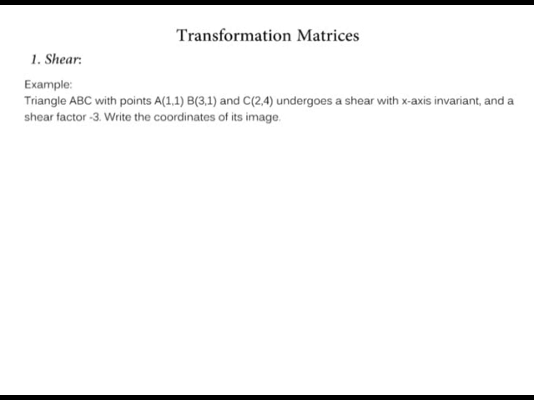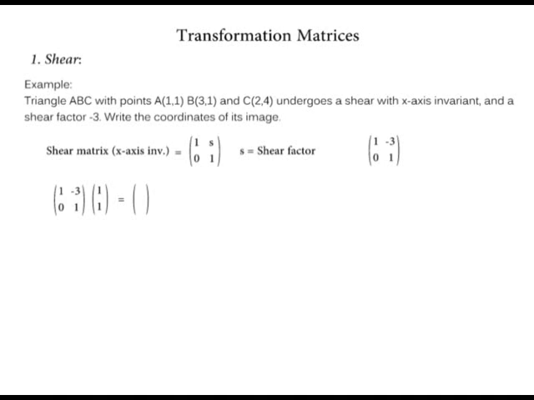In this case, the matrix will be (1, s; 0, 1). S in our case is -3, and so the matrix is (1, -3; 0, 1). We multiply each point on the triangle with this matrix. Point A (1, 1), so we have (1, -3; 0, 1) times (1, 1). 1 times 1 plus -3 times 1 is -2. 0 times 1 plus 1 times 1 is 1. So A prime has coordinates (-2, 1).